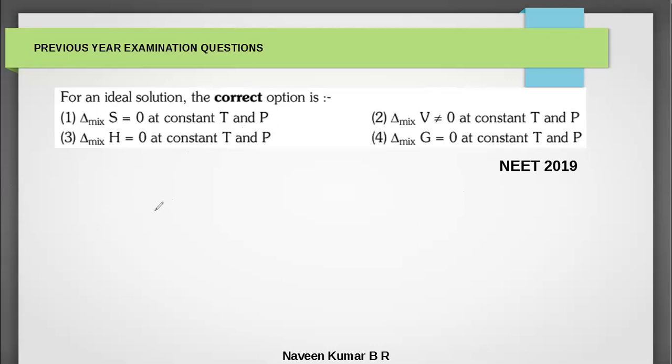So we know that for an ideal solution, delta H mixing is 0 and delta V mixing is equal to 0. Hence, from the given options, you can directly make out that delta H mixing is equal to 0 for an ideal solution. Hence, the correct answer is option 3.